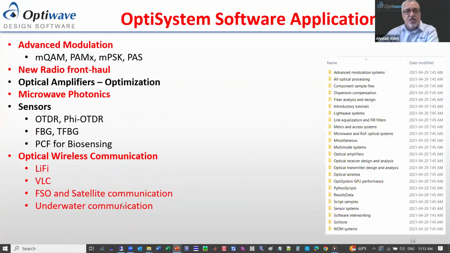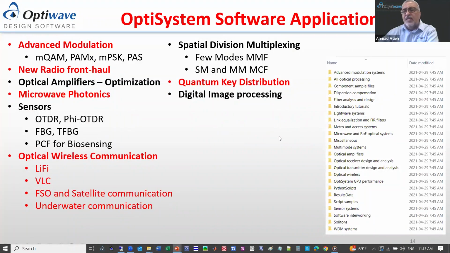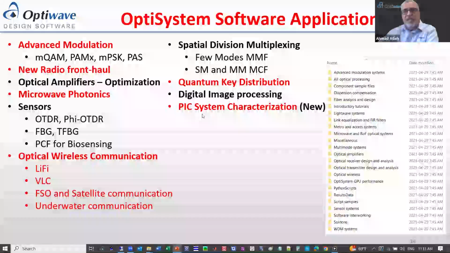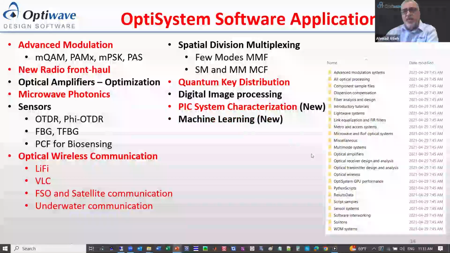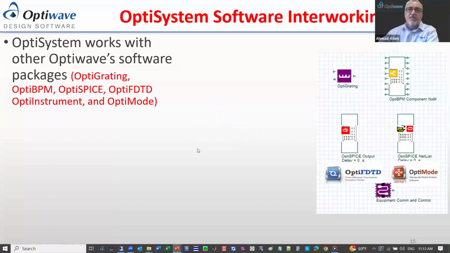There are different examples on wireless communication. There is spatial division multiplexing for few-mode or multi-mode fibers, or single-mode or multi-mode multi-core fibers. There are examples on quantum key distribution, digital image processing. You can do the digitization of images, black and white or gray or colored images, and you can transmit them over the different channels. There is the photonic integrated circuit characterization, enabling use of the new components we added, and then the machine learning.